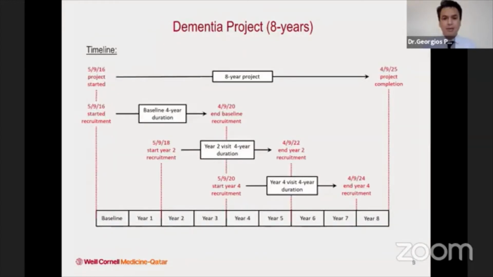This is what the timeline of a longitudinal study looks like. We started recruiting patients in 2016 over a duration of 4 years for baseline recruitment. Then in 2018 we started recruiting patients for the 2-year follow-up, which is going to end in 2022, again a 4-year duration. And finally, we've already started recruiting patients for the 4-year follow-up, which is going to run until 2024. We have left 1 year at the end, enough to do any further analysis that needs to be done to publish our work.